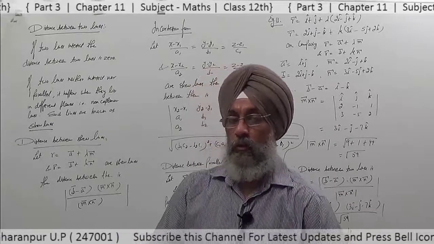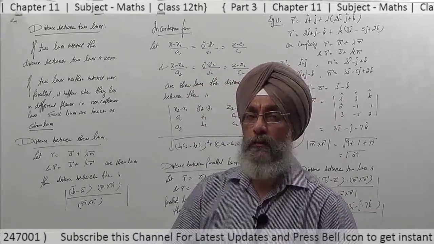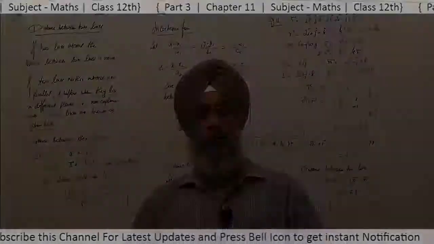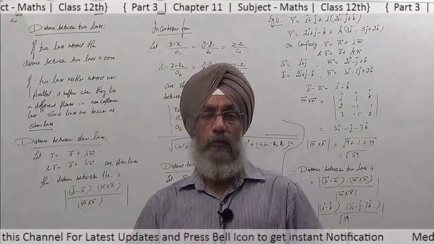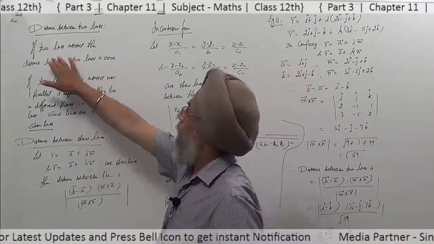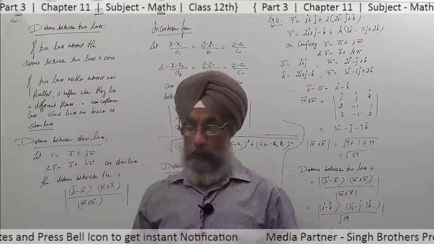So, if we take two lines in the same plane, then they are either parallel or they intersect each other. If they intersect each other, then the shortest distance between them is 0. So if two lines intersect, then the distance between them is 0 when they lie in the same plane.